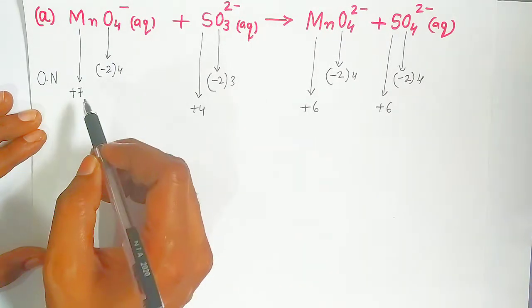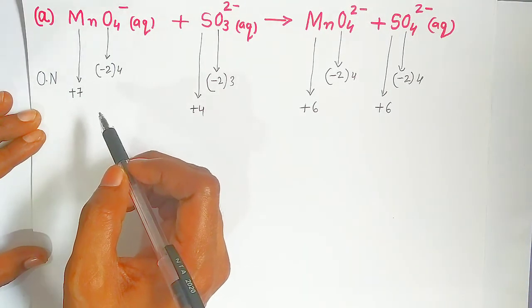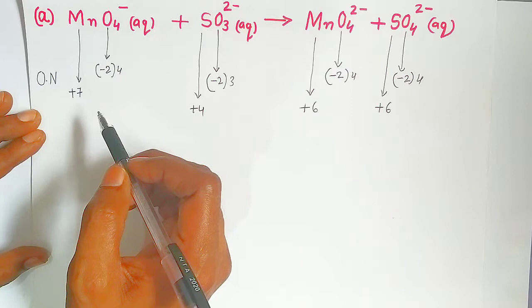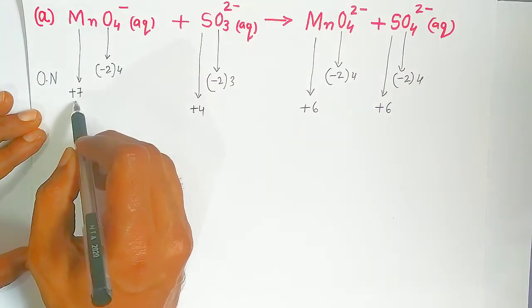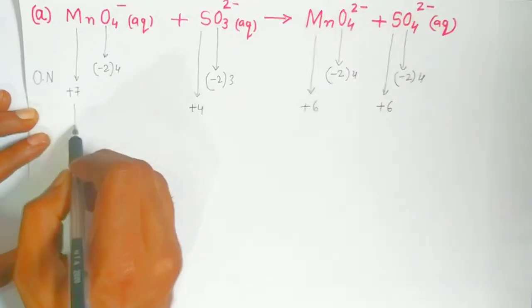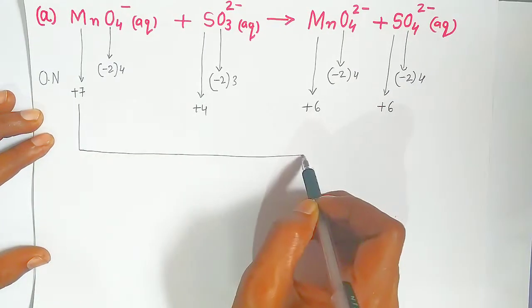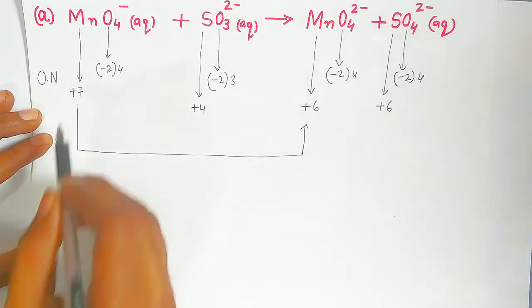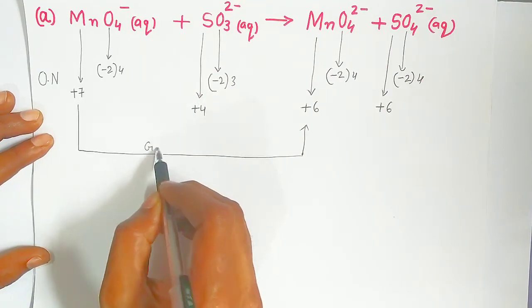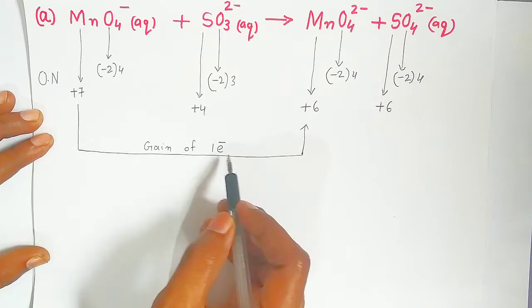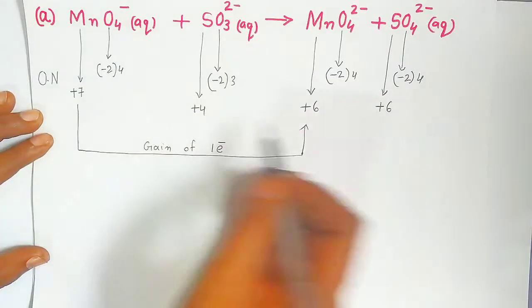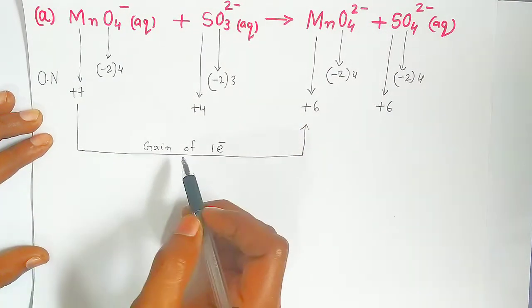Now when you see the oxidation number of manganese, it changes from +7 to +6. That means there is a decrease in the oxidation number, which means there is a gain of 1 electron. Gain of 1 electron: one electron is a negative charge, so +7 becomes +6.